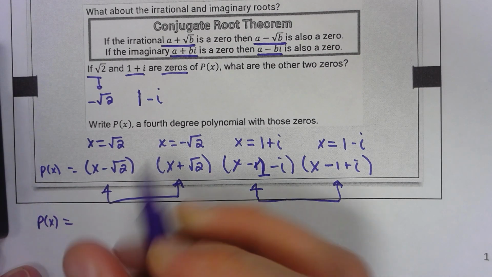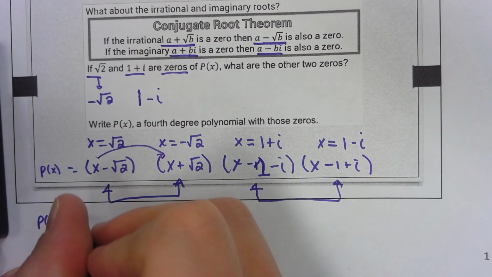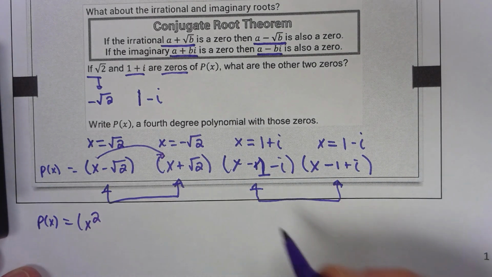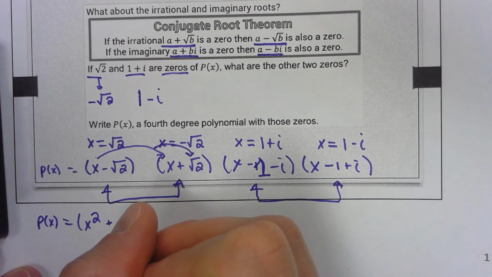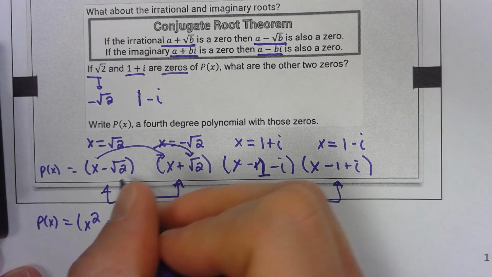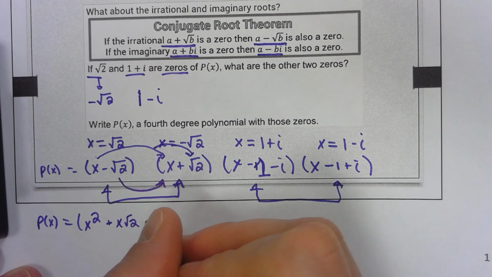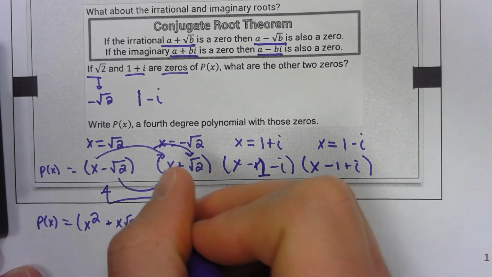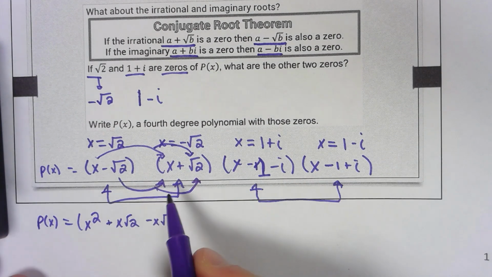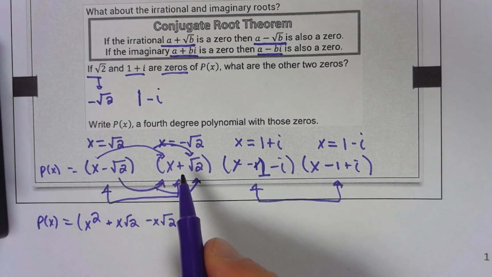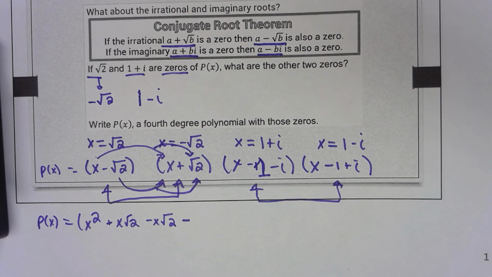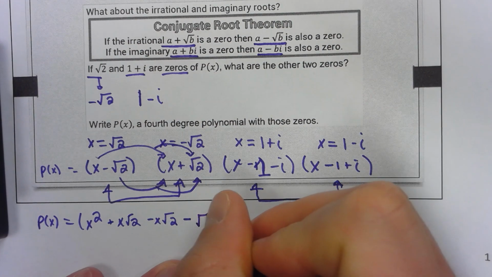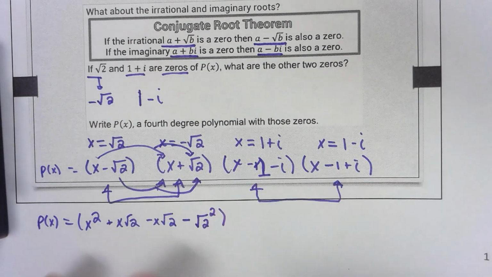Again, I gotta FOIL, so I'm going to do x times x to get x squared. I'm going to do x times root 2 to get x root 2. And I have negative root 2 times x, so negative x root 2. And then this last term, I have a negative root 2 times a positive root 2. So that's definitely negative, negative times a positive is negative. But then I have root 2 times itself, which is the same thing as root 2 squared.